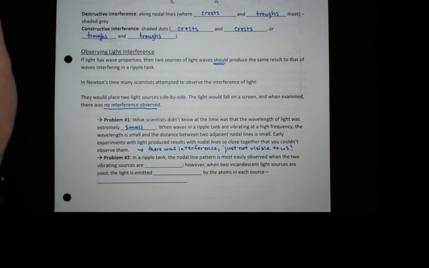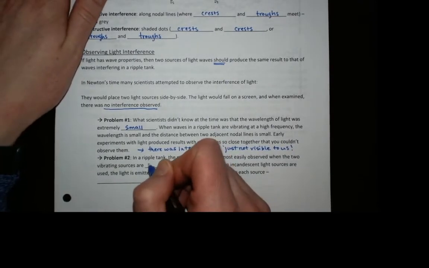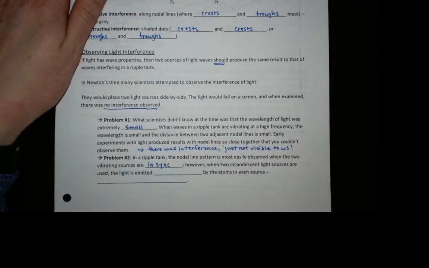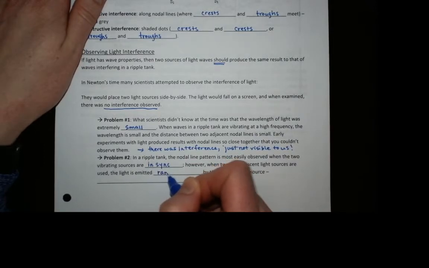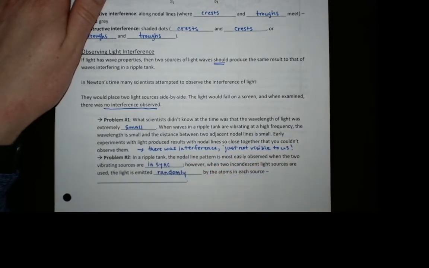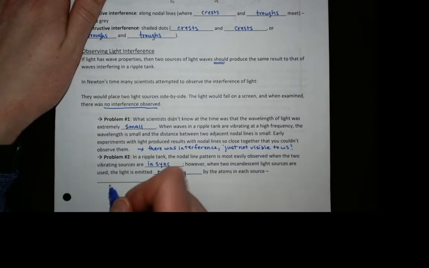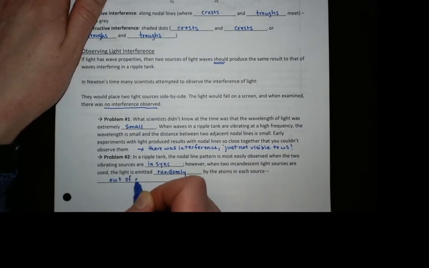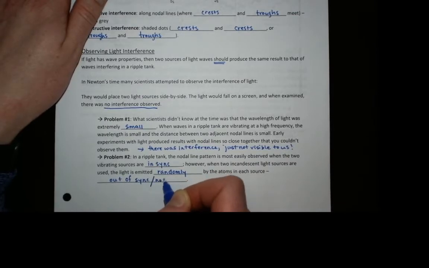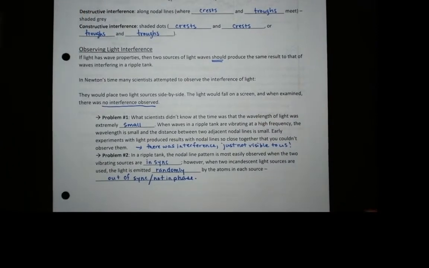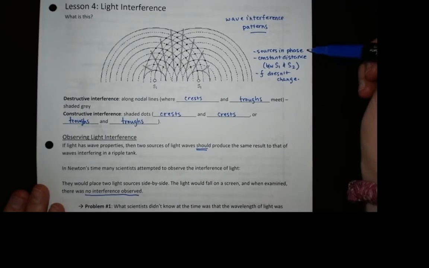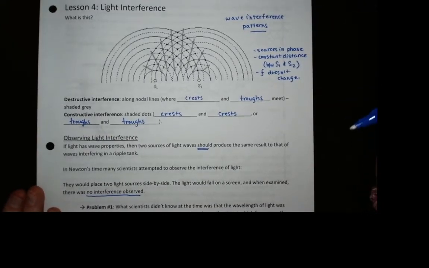And problem number two was that in a ripple tank, you have to have those two sources being in sync, but if you're using two separate light sources, the light is emitted randomly by each source, which means that they are out of sync. Or we could say not in phase. Okay, they're not emitting their light together, so therefore sources are not in sync. We need to have the sources in phase to observe this interference pattern.